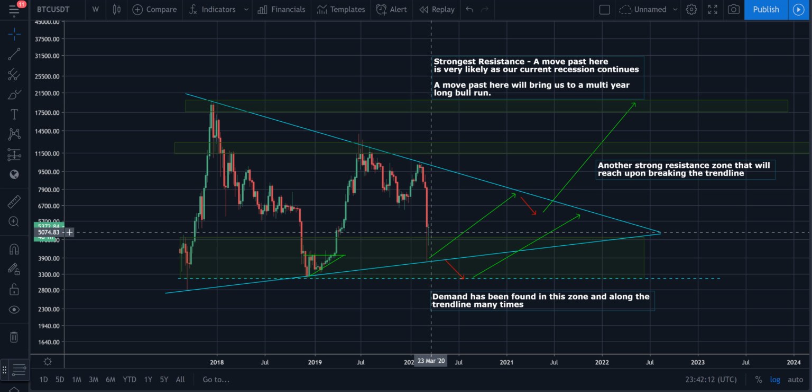And we can see this on a lot of altcoins as well. So if you guys want to keep updated on those altcoin analyses as well, I'm going to be posting some more of them on here soon too.